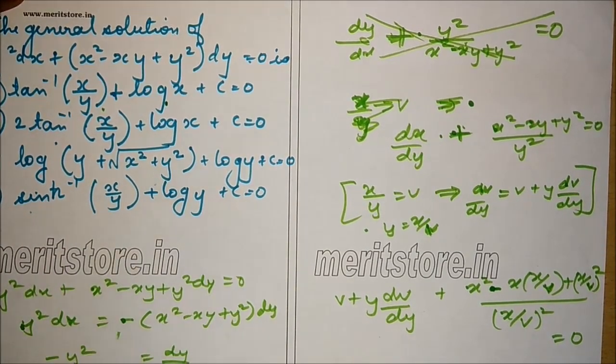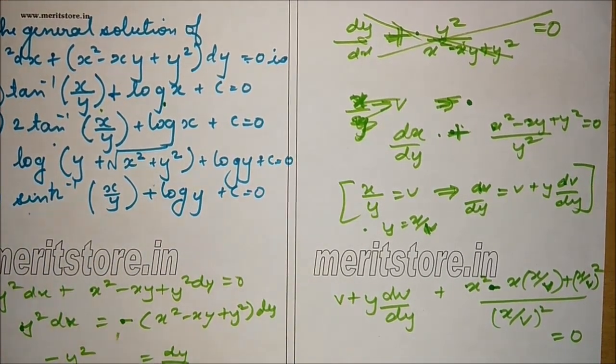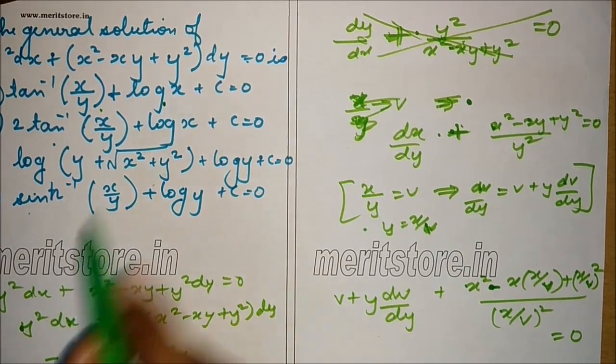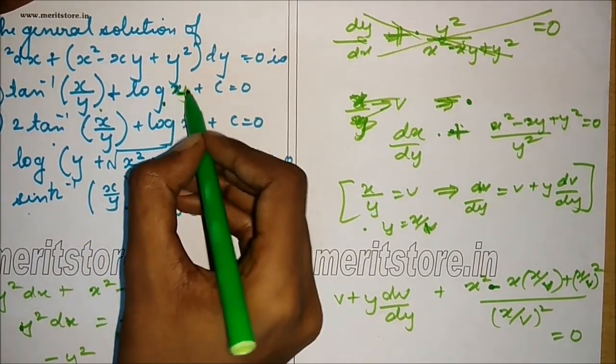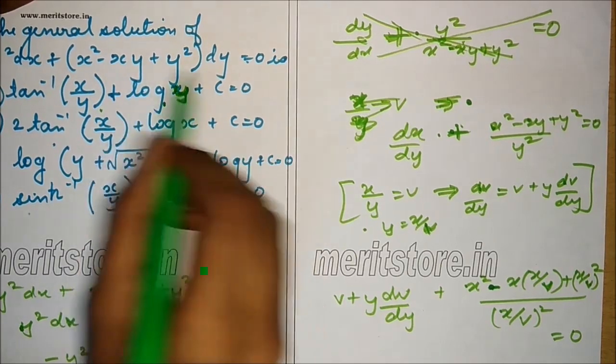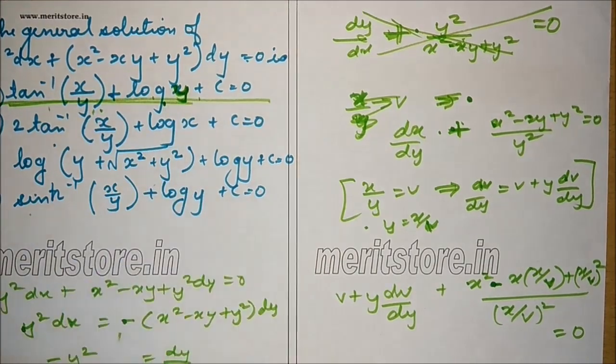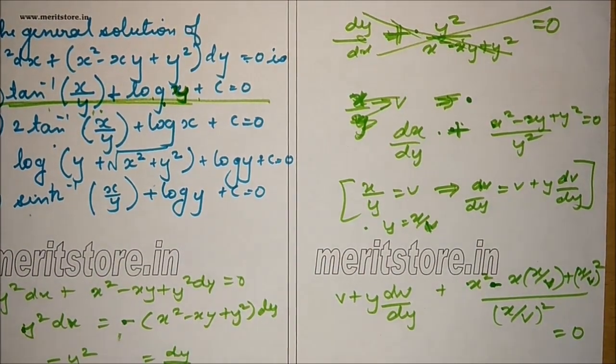So we'll compare the solution. There's a correction here, it is supposed to be y. So this will be tan inverse of x by y plus log y plus c. So the answer is A, tan inverse of x by y plus log y plus c.